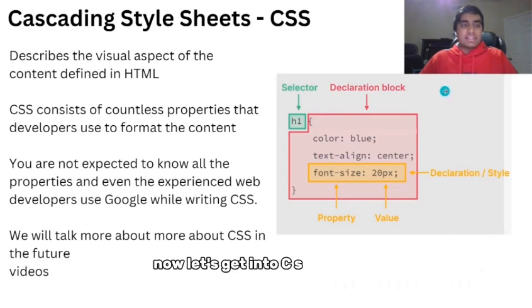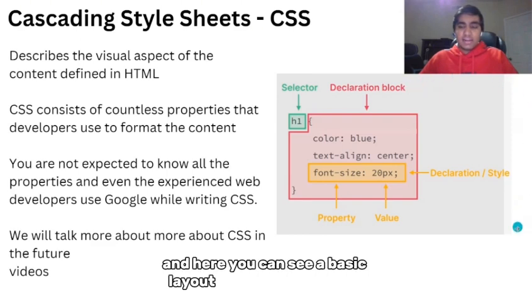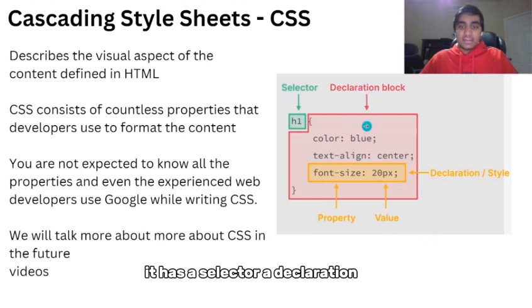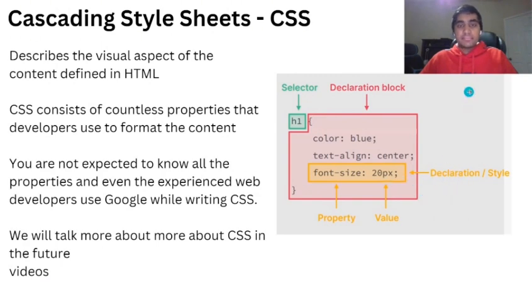Now let's get into CSS, which is Cascading Style Sheets. It defines the visual aspect of the content defined in HTML. CSS consists of countless properties that developers use to format the content. You are not expected to know all of the properties, and even experienced web developers use Google while writing CSS. We'll talk more about CSS in future videos. And here you can see a basic layout of a CSS declaration. It has a selector, a declaration block, a property, and a value, and the declaration itself.